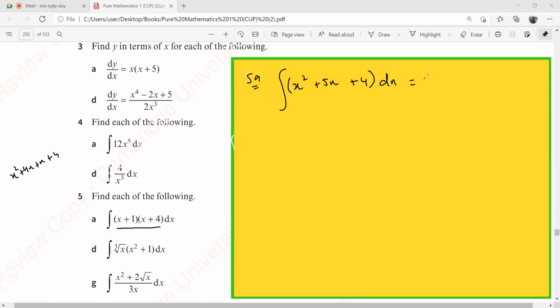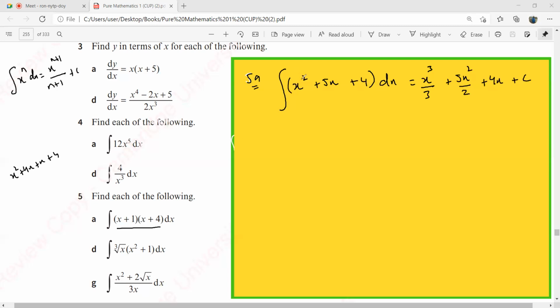So this would be x cubed over 3, this is 5x squared over 2, plus 4x plus c. And there is no more simplification. And by the way, we are applying this rule that the integral of x raised to power n is x raised to power n plus 1 over n plus 1, plus c.